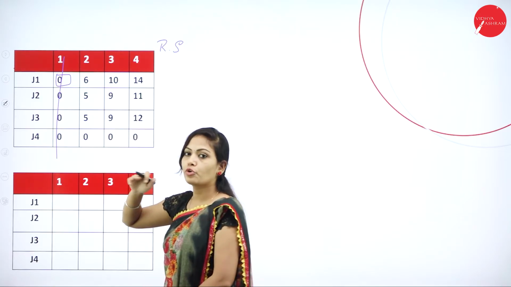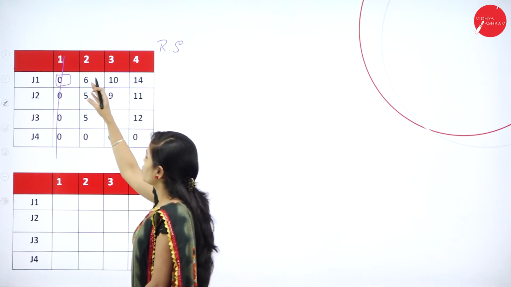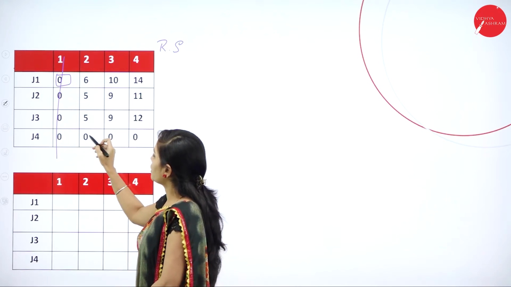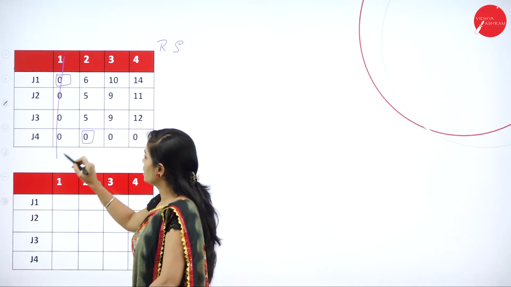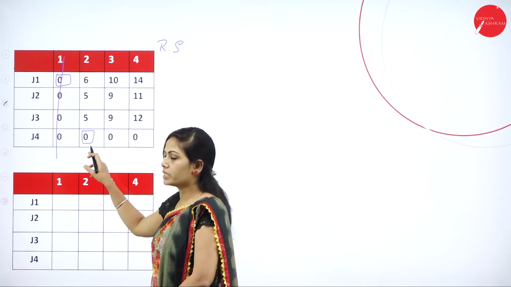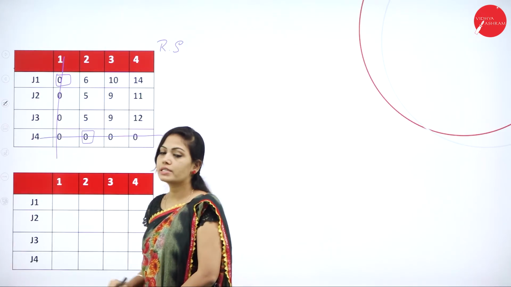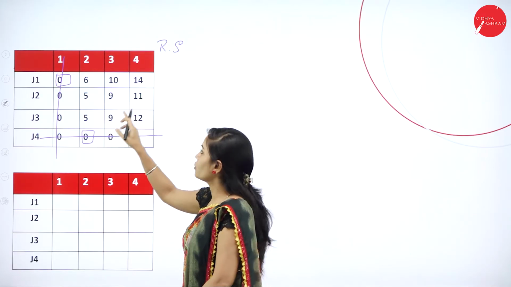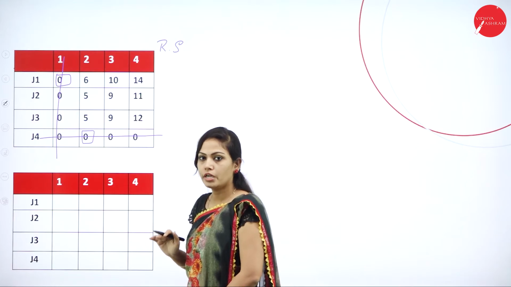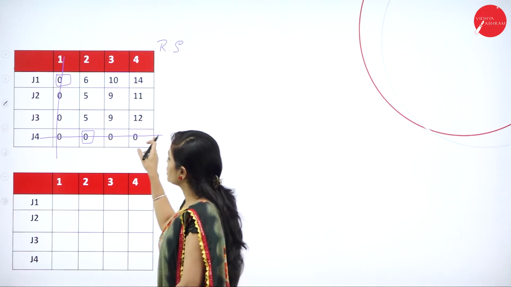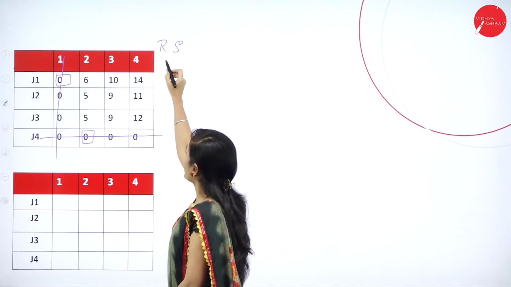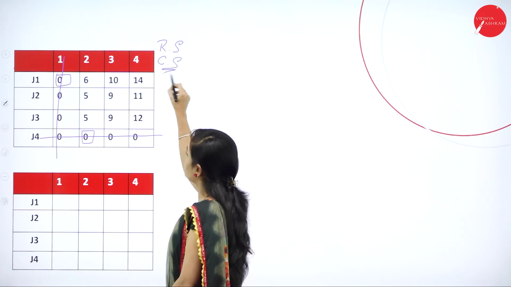And now you can go for column scanning. In the first column, it is deleted. And in the second column, I have only 1 zero, so put a square box around that 0 and put a horizontal line. And in the third column, there is no 0, and the fourth column also no 0. You just put a horizontal line. So now row scanning and column scanning have completed.